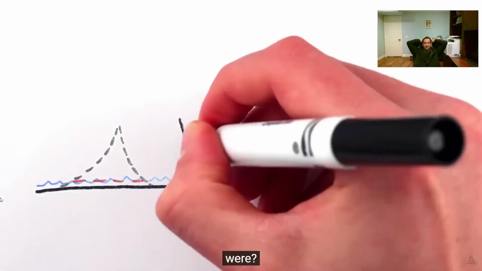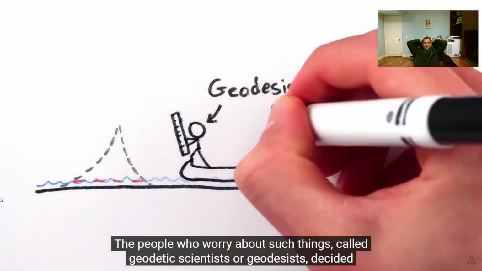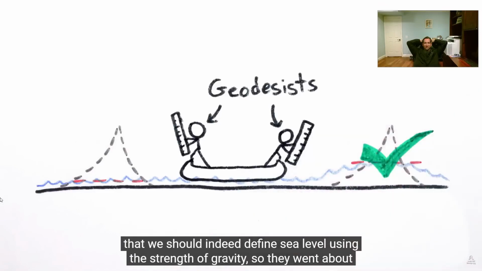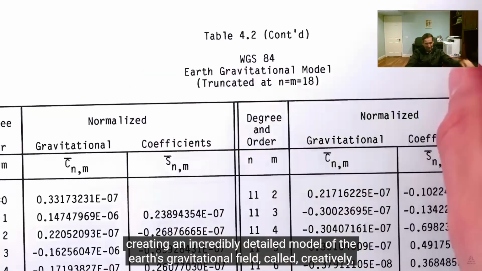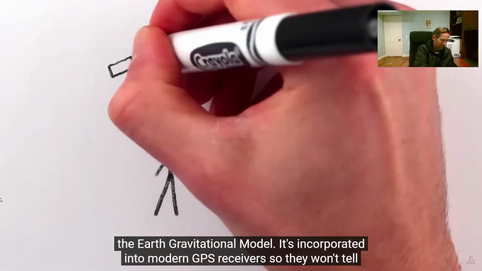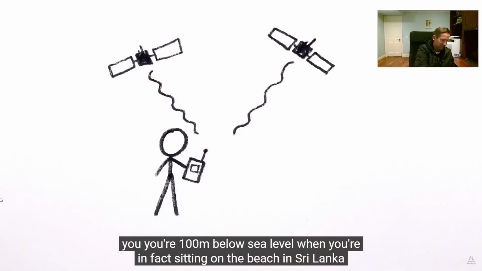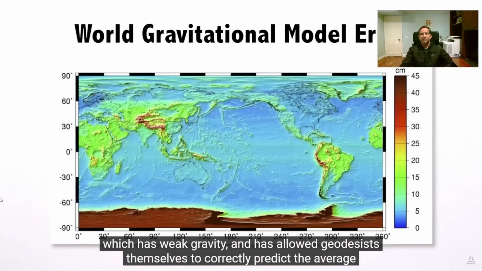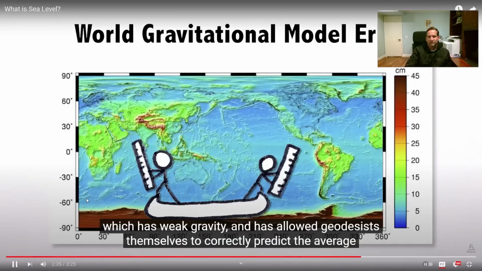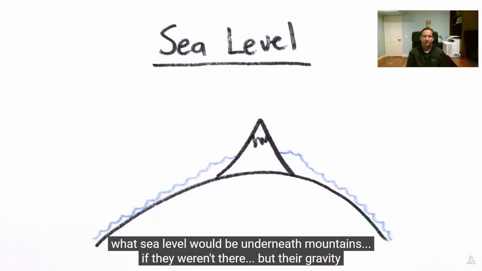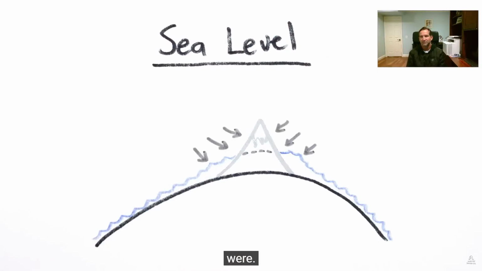its gravity were? The people who worry about such things, called geodetic scientists or geodesists, decided that we should indeed define sea level using the strength of gravity, so they went about creating an incredibly detailed model of the Earth's gravitational field, called creatively the Earth Gravitational Model. It's incorporated into modern GPS receivers, so they won't tell you you're 100 meters below sea level when you're in fact sitting on the beach in Sri Lanka, which has weak gravity. And the model has allowed geodesists themselves to correctly predict the average level of the ocean to within a meter everywhere on Earth, which is why we also use it to define what sea level would be beneath mountains, if they weren't there, but their gravity were.